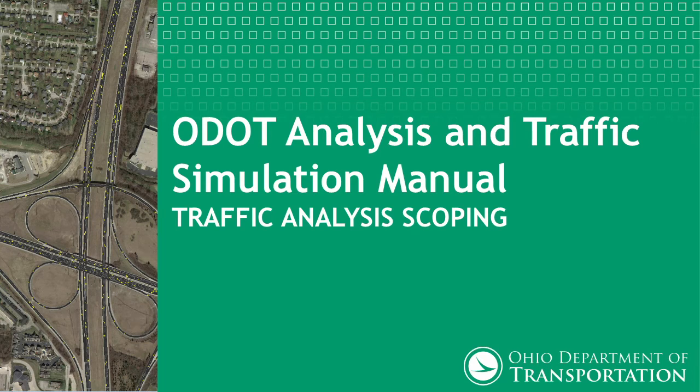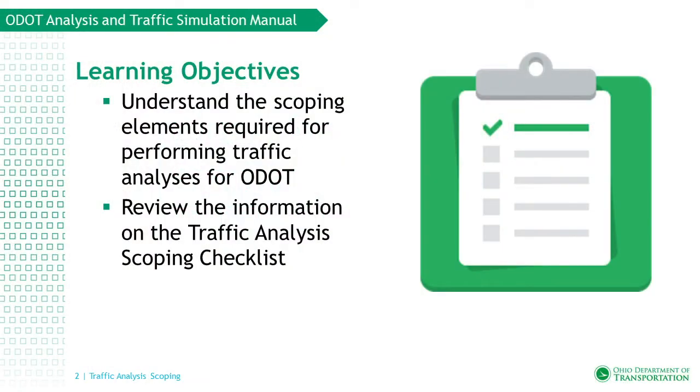This module of the online training for the ODOT Analysis and Traffic Simulation, or OATS, manual provides information on the scoping of the traffic analysis. In this module, you'll be introduced to the scoping elements required for performing traffic analysis for ODOT. To aid in developing the scope, a traffic analysis scoping checklist has been developed. This module will also detail the components of the checklist.